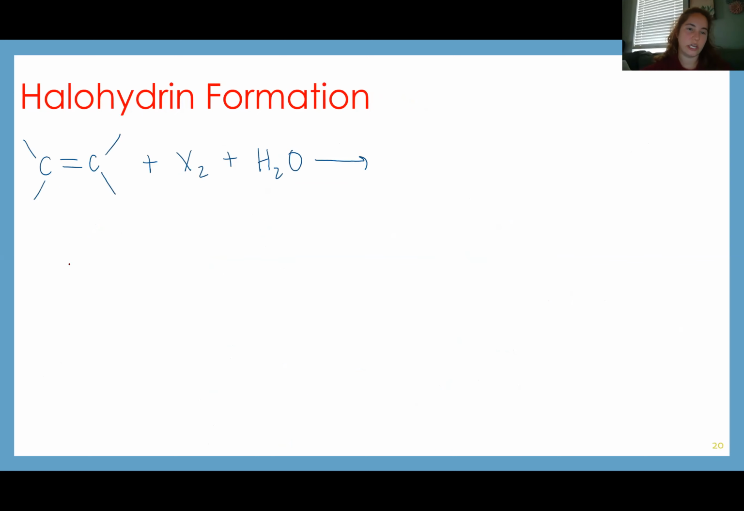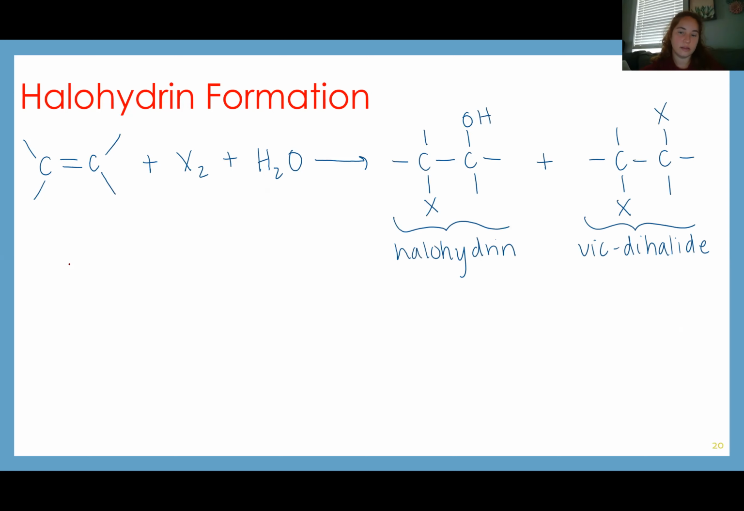So our next reaction is the formation of something called a halohydrin. This is a functional group that we haven't really done yet. So if you do a halogenation in the presence of water, the water actually ends up interfering. So the halohydrin is where you have a halogen on one carbon atom and an alcohol on a neighboring carbon atom. You will also end up with the vicinal dihalide as a product, and also an equivalent of halogen acid. So you end up with a mix of products. This is not really an ideal reaction, but it does happen.